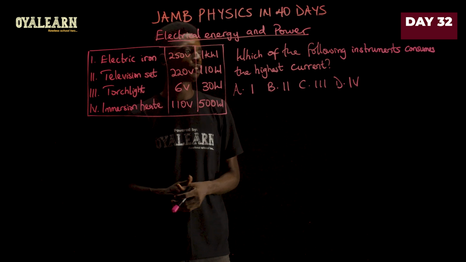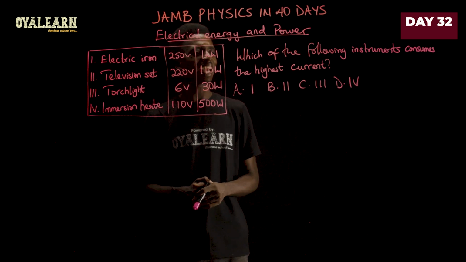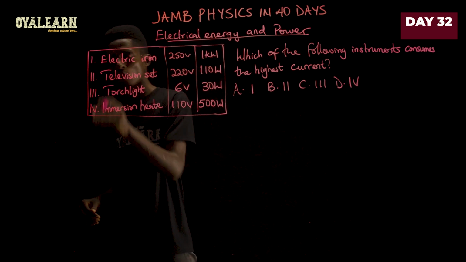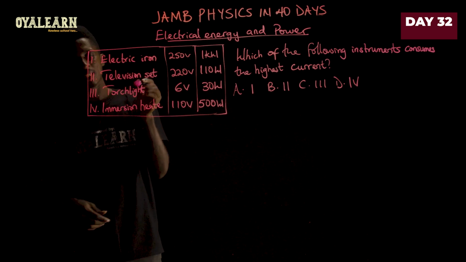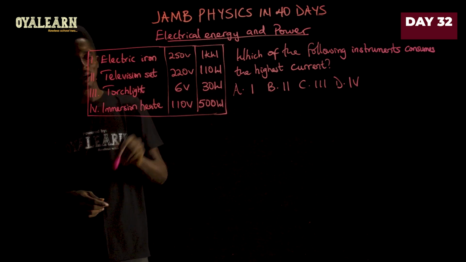Which of the following instruments consumes the highest current? And then we have 4 instruments here: the electric iron, the television set, the torchlight, and the immersion heater.